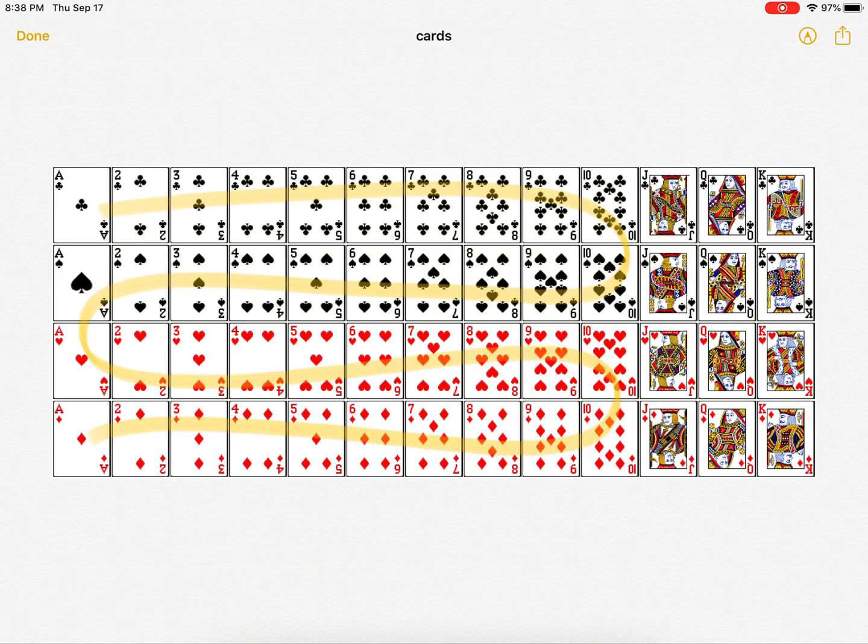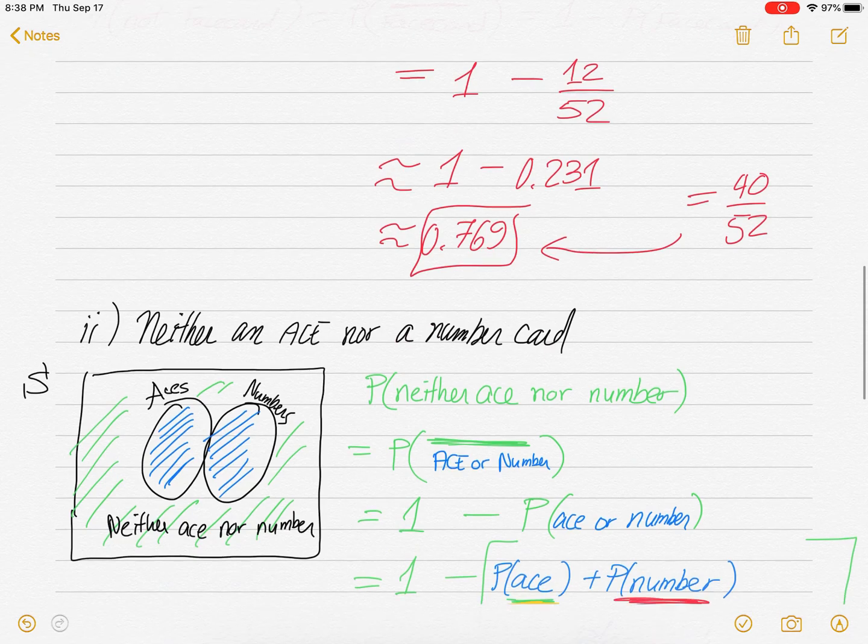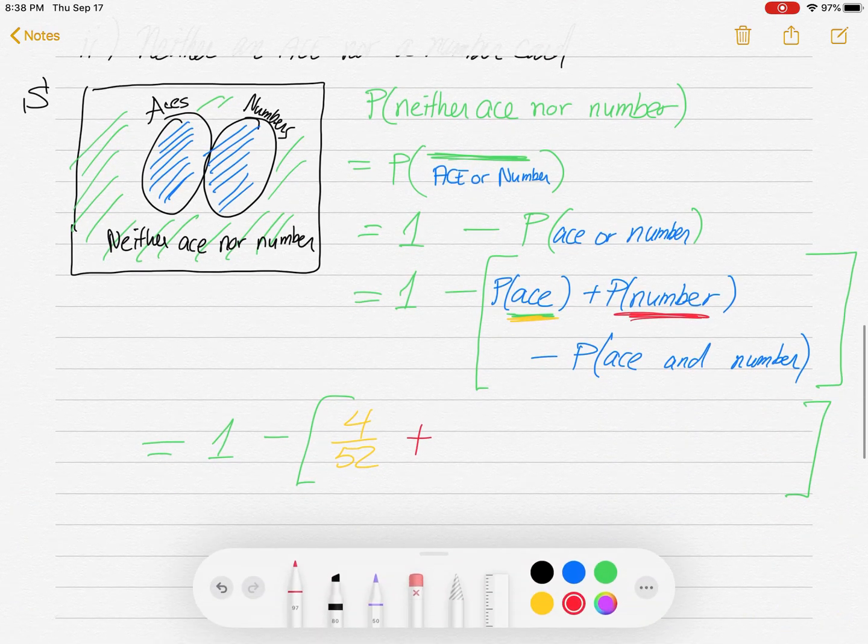I'll do this in, what color am I going to use here? I'll use blue. We got 1, oh, it's not working. 1, 2, 3, 4, 5, 6, 7, 8, 9, 10, 11, 12, 13, 14, 15, 16, 17, 18, 19, 20, 21, 22, 23, 24, 25, 26, 27, 28, 29, 30, 31, 32, 33, 34, 35, 36. A total of 36, we said, and we just actually counted them to verify that. So we got 36 out of 52 number cards. I think we're going to use red for that.